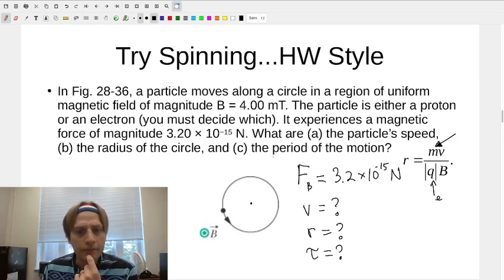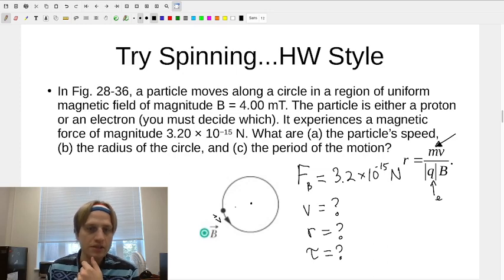Okay, but let's take a look. Now, in this picture, I know the direction of B, I know the direction of V, and I actually also know the direction of F. Why do I know that? Because moving in a circle means that it has a centripetal force, that force that's towards the middle of the circle. So there's my FB, which I can draw in.